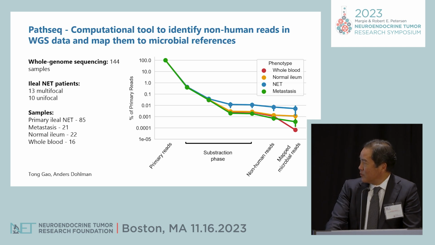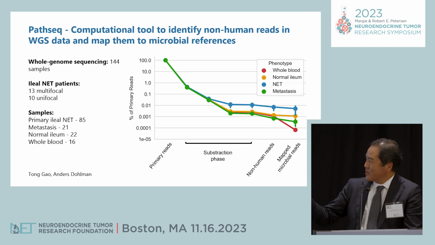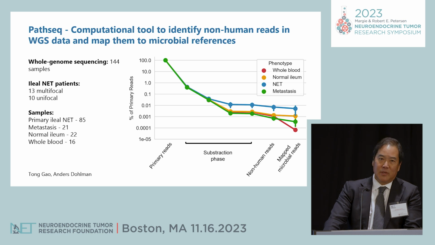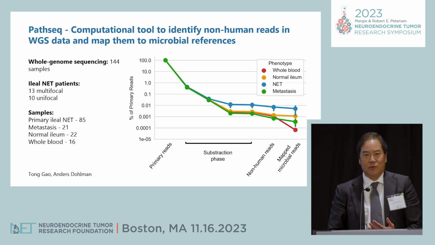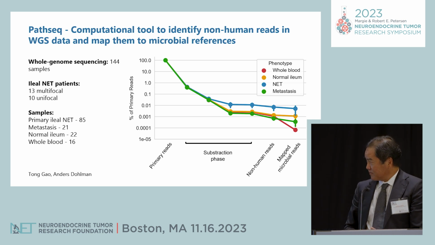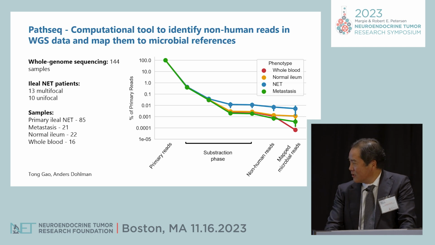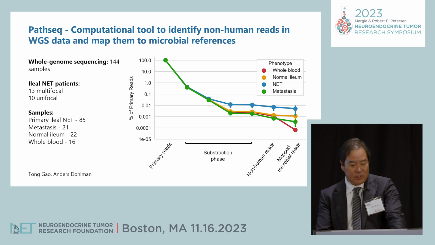We studied over 144 samples. I shouldn't say we, Matthew Meyerson's group studied 144 samples from 13 multifocal ileal patients. We also had 10 unifocal ileal neuroendocrine patients, and you can see the list of the samples there. Netta and Anders were two postdoctoral fellows in Matthew's lab who supervised Tong Gao, a summer student who did this work.